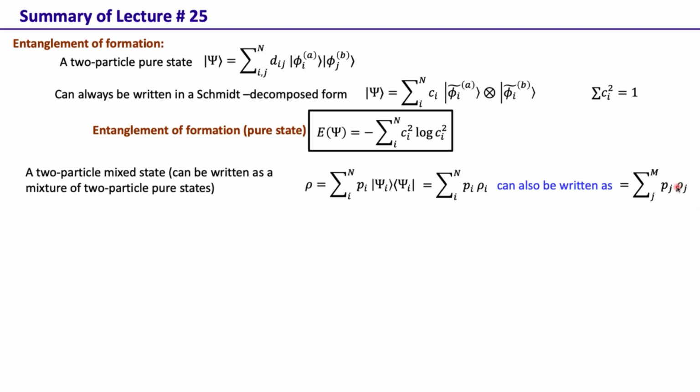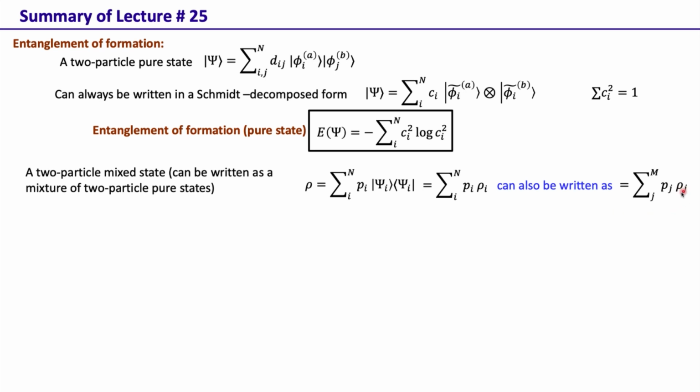Of course, here the restriction is not even that the different psi j's corresponding to these rho j's need to be orthogonal. So in this kind of decomposition, different psi j's corresponding to these rho j's are not even orthogonal, and m can even be larger than n. So with this, there can be several ways in which a two-particle mixed state can be written as a mixture of two-particle pure states. And of course, if you have the restrictions that the different psi i's have to be orthogonal and the maximum number of terms is n, then that's a unique decomposition, and that's the diagonal decomposition.